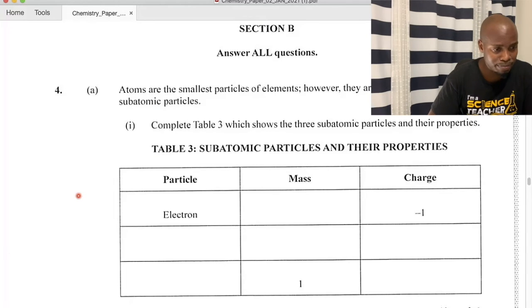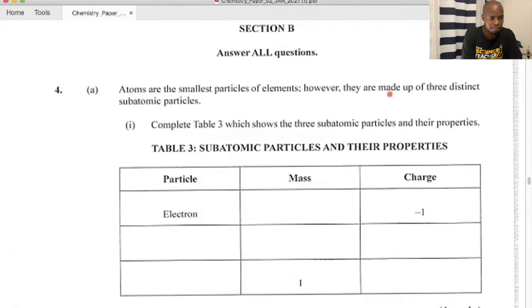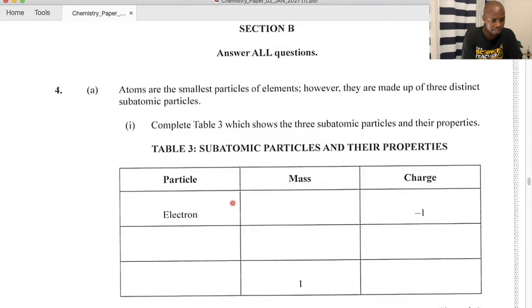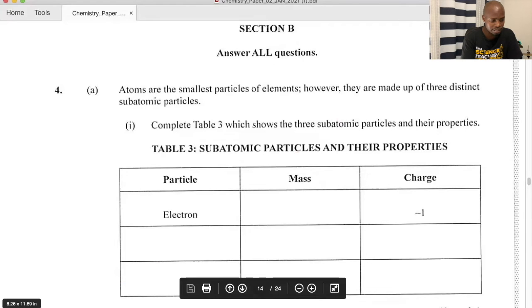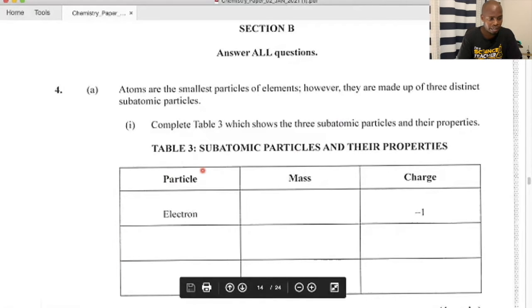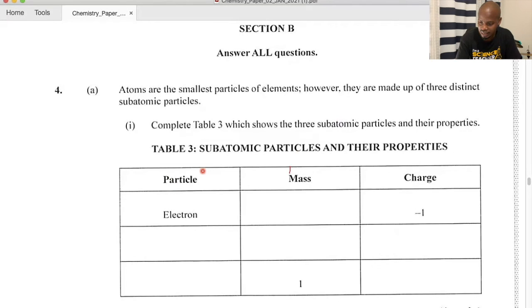Atoms are the smallest particles of elements. However, they are made up of 3 distinct subatomic particles. We're to complete table 3, which shows the 3 subatomic particles and their properties. So we have particle in one column, we have mass in one column, and I believe they really wanted to put here relative mass, because mass there could be misleading, and they also want to put relative charge. I'm not the one setting the paper, it just looks off. All right, if I may say that.